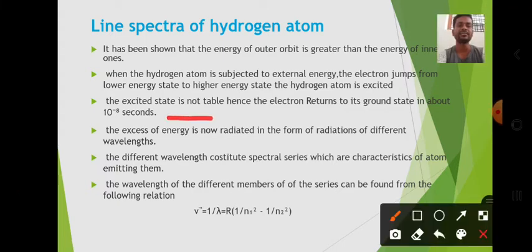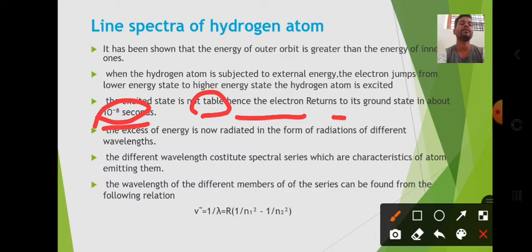The third point: the excited state is not stable. Why? Because the electron cannot stay in a higher excited state for a long time. How much time does it take? Just 10 power of minus 8 seconds only. That is why the excited state is not stable. The electron returns to its ground state in about 10 power of minus 8 seconds. That is the meaning.